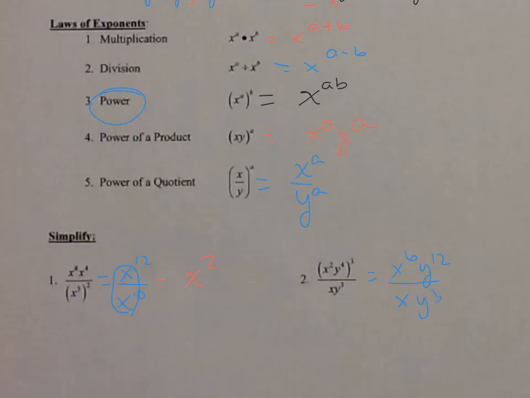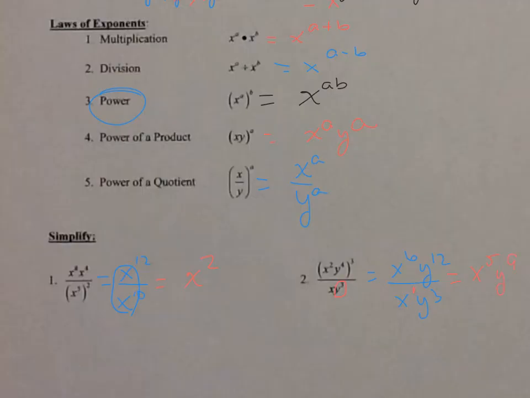Now notice that in the denominator, the only thing that's raised to the 3rd power is just the y, not the x, because there's no parentheses. So I can divide the x's here. This really has an exponent of 1, so it's x to the 6th divided by x to the 1st, which is x to the 5th. Remember, subtract the exponents when you divide. Y to the 12th divided by y to the 3rd is y to the 9th power.